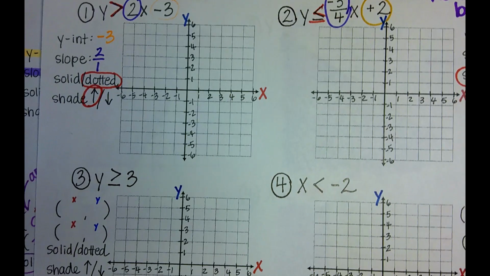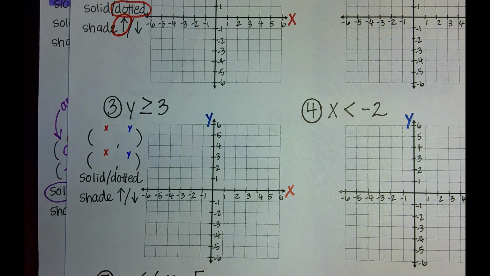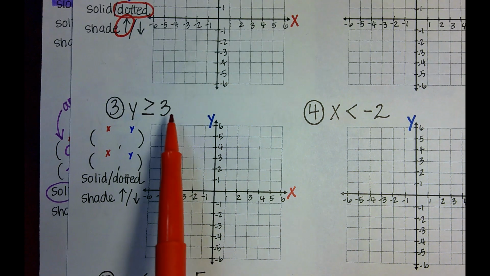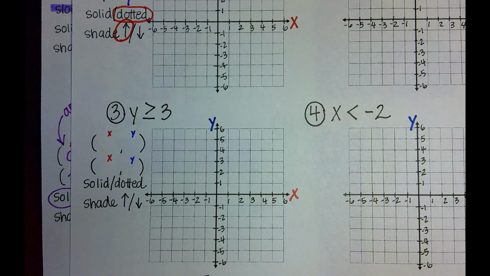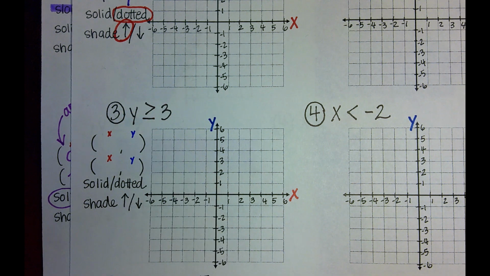Okay, now let's look at number 3 real quick. This one's a little tricky. All I have is y is greater than or equal to 3. So what do we do whenever we have an equation that just has y, then a symbol, and then a number? There's no x, just y. Plus 0. Say it one more time. Plus 0. You substitute any number.